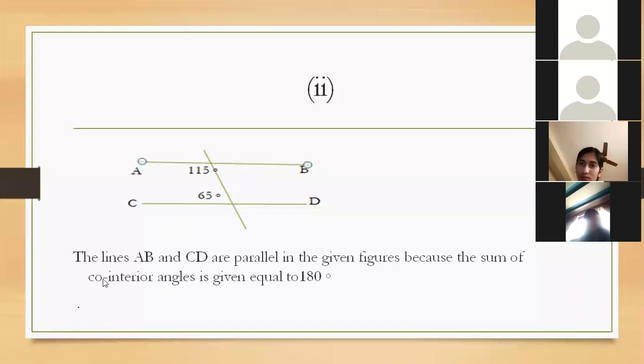Can you read, Ishika, what is written there? Can you read the reason? Yes, sir. The line AB and CD are parallel in the given figure because the sum of co-interior angles is given equal to 180 degrees. Very good, thank you very much. You understood? Yes, sir. Should I proceed to the next slide? Yes, sir. Okay. Now the next one is like this.